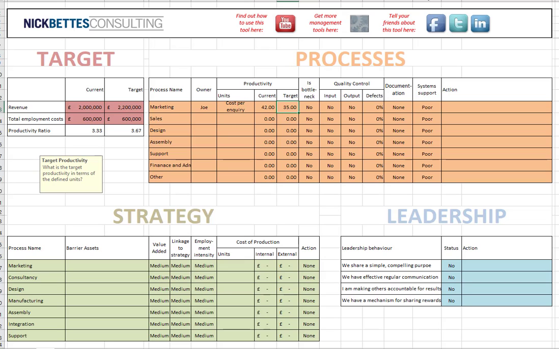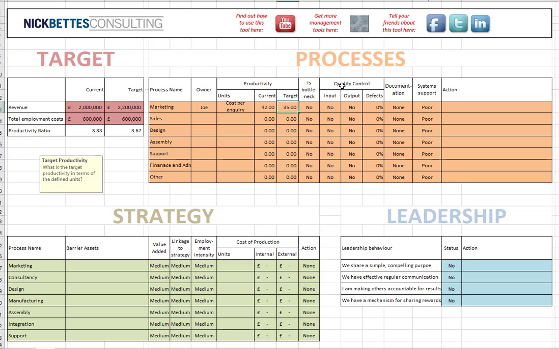And we'd like to get that down to £35. So presumably costs being more or less the same, we're looking at generating more inquiries. Next column is: is this process a bottleneck, which means is it the process that defines the overall limit on revenue for the business? Answer for marketing in this business, no, it is not. So I'm going to leave that at no.